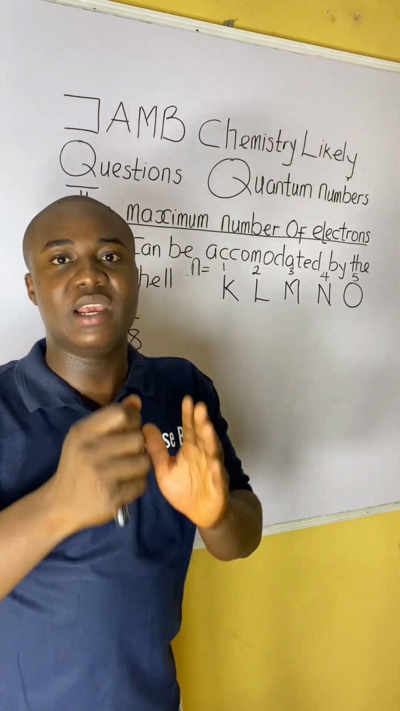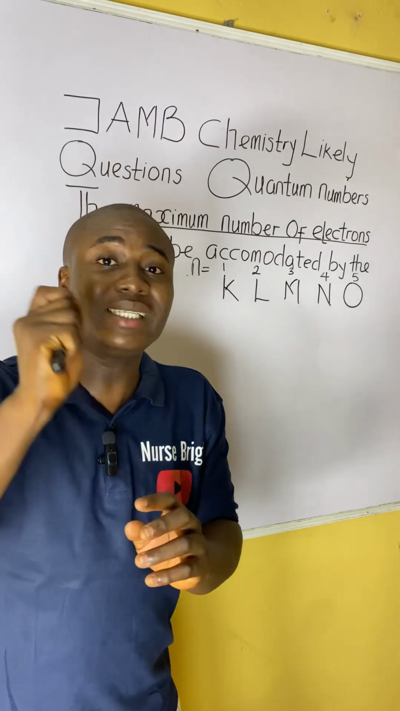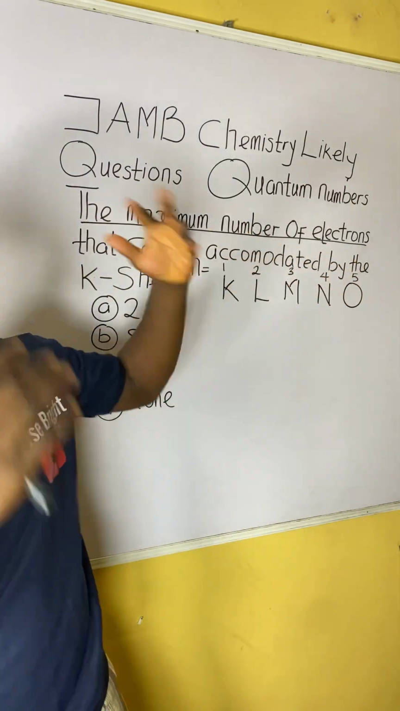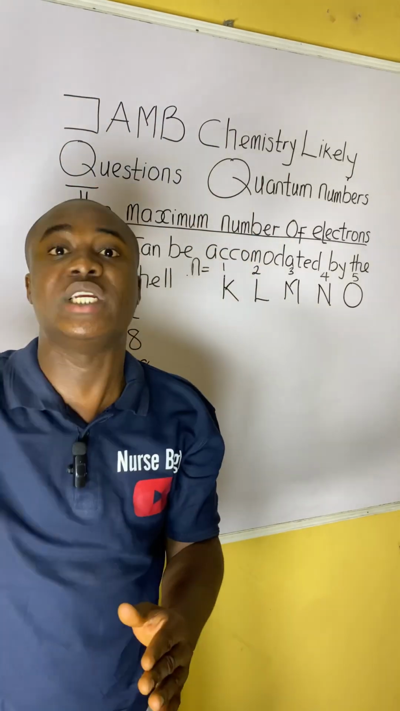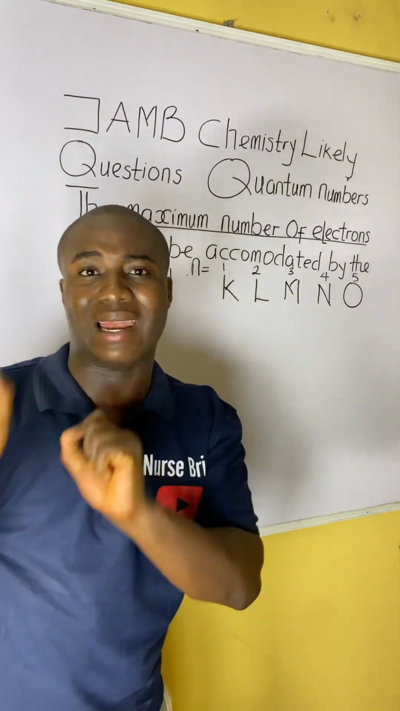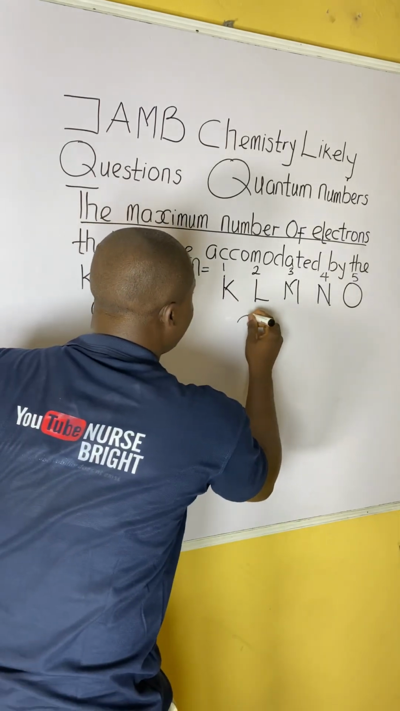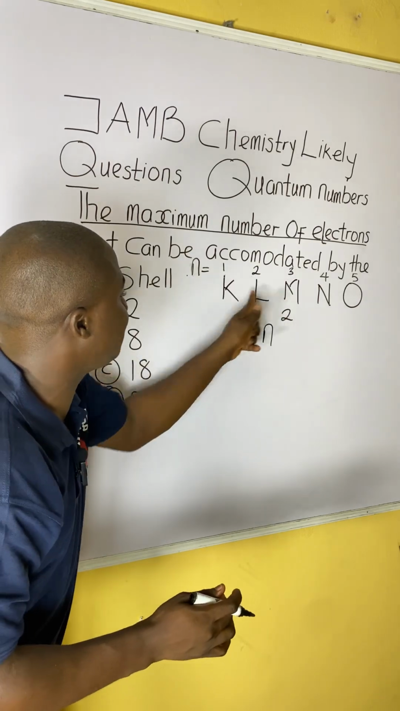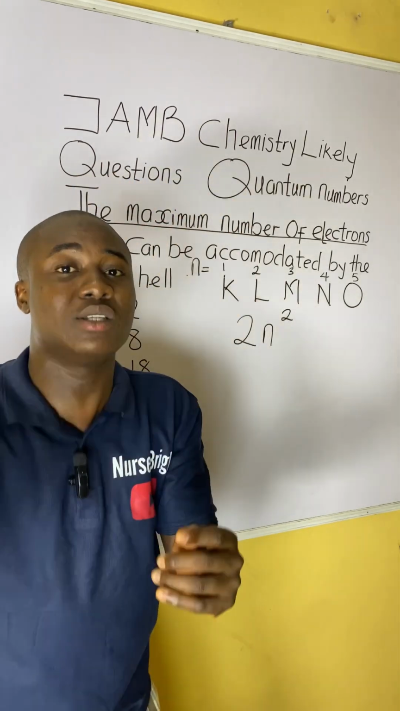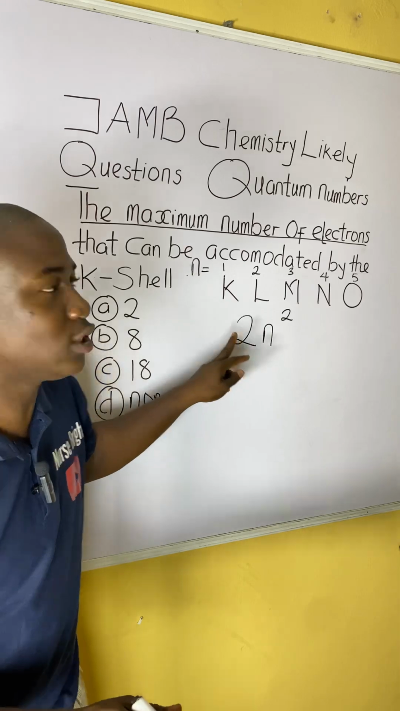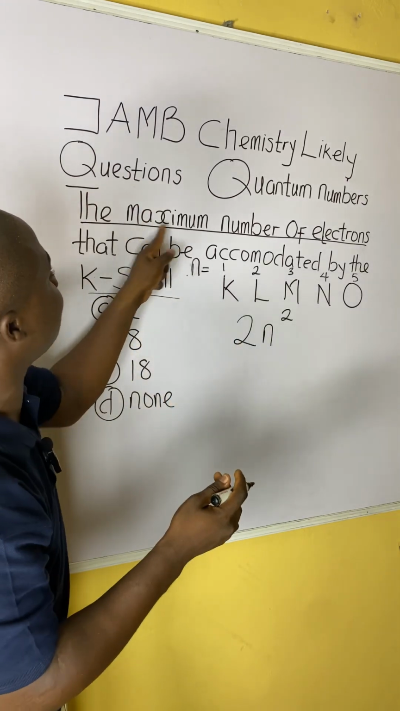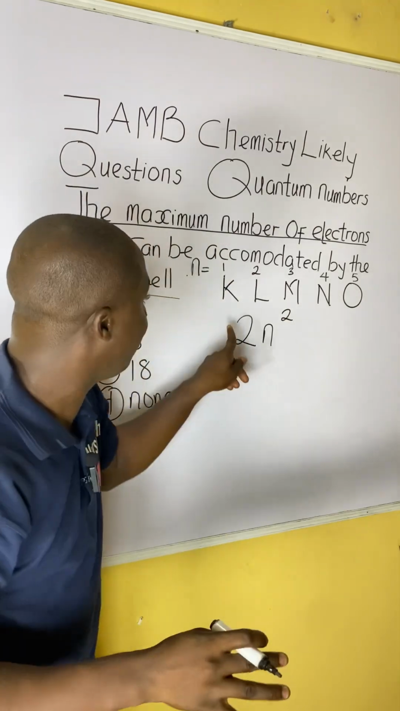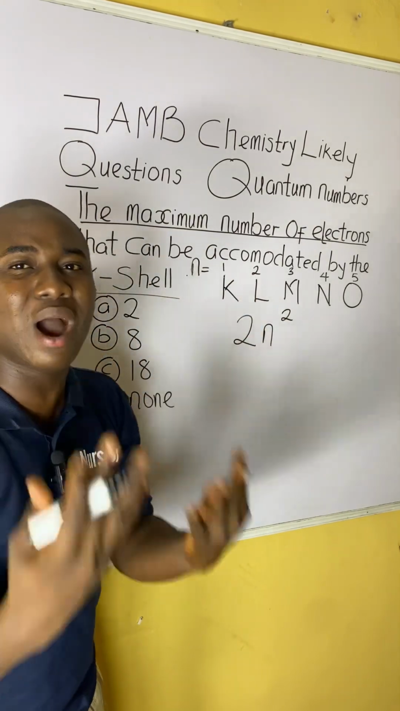Now listen carefully. It must be noted that to determine the maximum number of electrons in any shell in an atom, the formula is 2n squared. Are you there? The maximum number of electrons in any of the shells is given by 2n squared. So in this question, they said the maximum number of electrons that can be accommodated by the K shell. So they are asking us for the K shell. How do we solve this question?